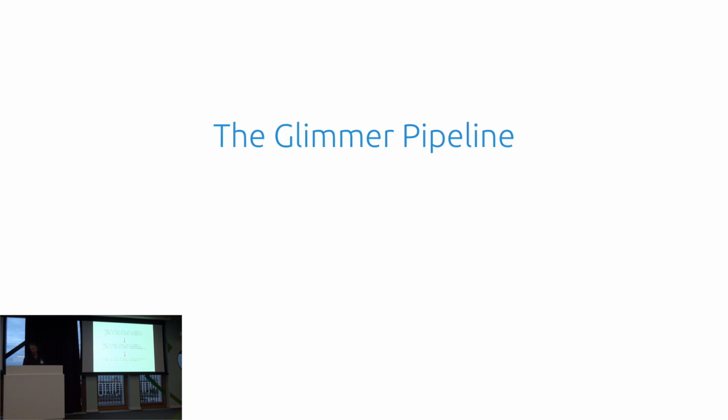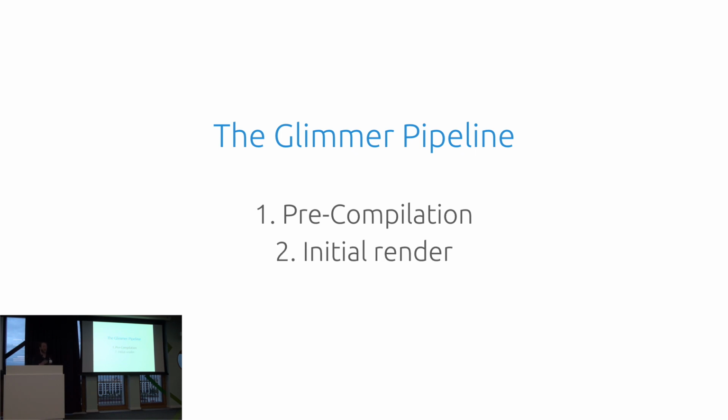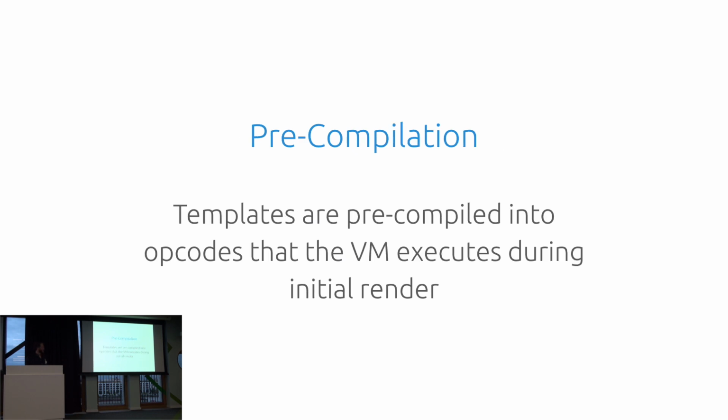In contrast to this, the Glimmer VM is actually a pipeline that has 3 steps, and we'll go through them one by one. So first of all, you have the pre-compilation step. Second, you have the initial render step. And then the third step is a number of subsequent re-renders when your state changes. And like I said, we'll go through them one by one. So first of all, we'll look at the pre-compilation step.